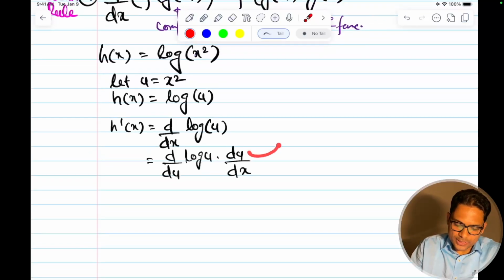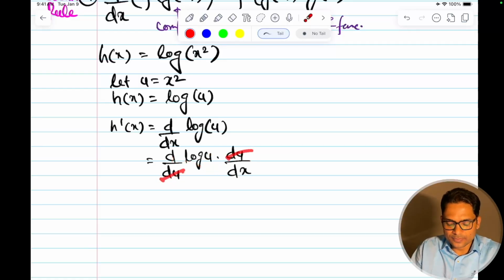And what is my u? U is x square. I know how to differentiate u with respect to x, right? So finally it will become d by dx. If you see it mathematically, this will get cancelled. And this is what you will see in all of back propagation.